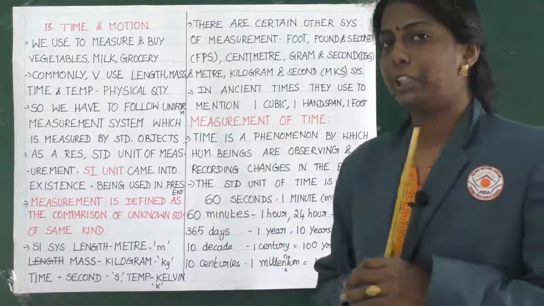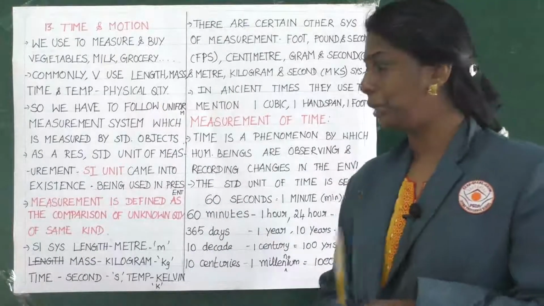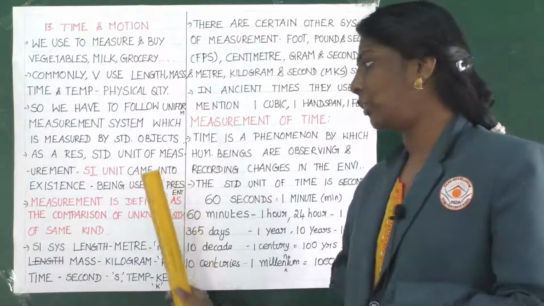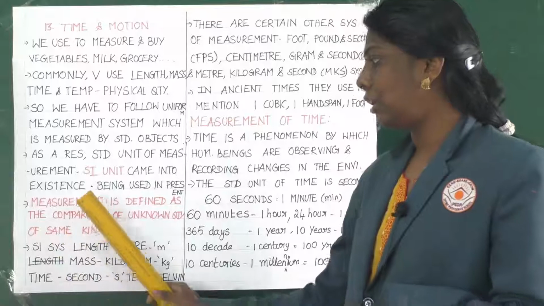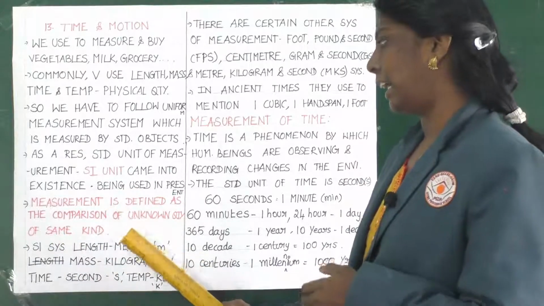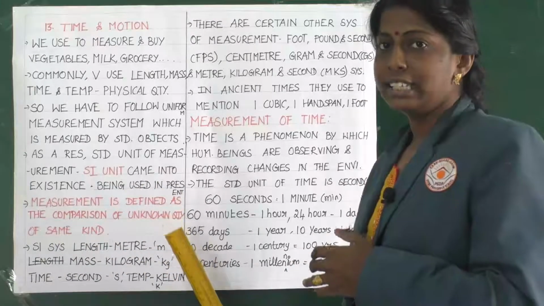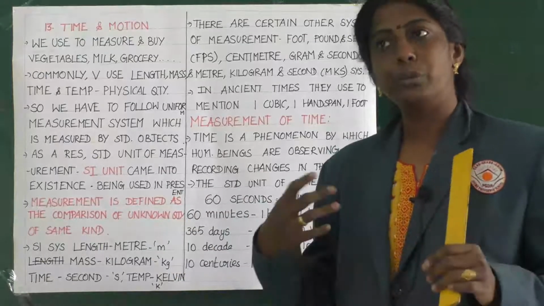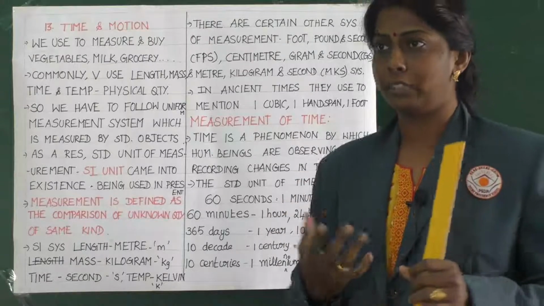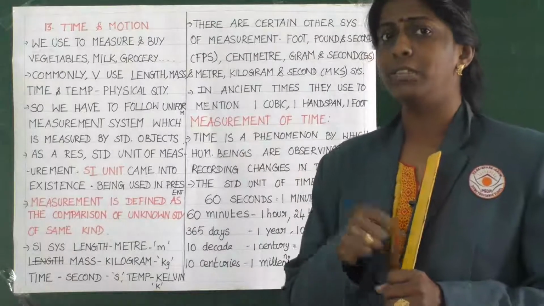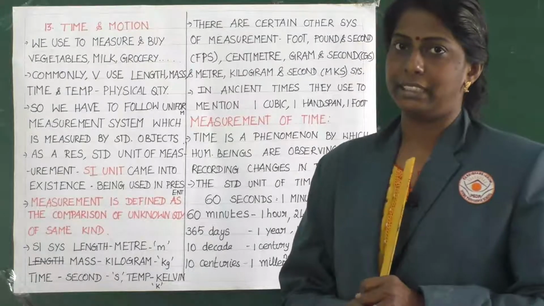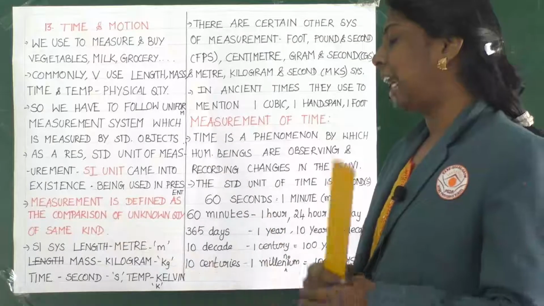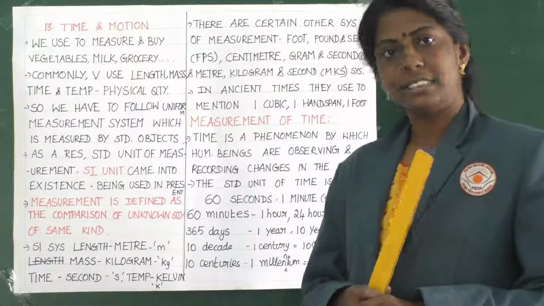So what do you mean by measurement? The proper definition for measurement is the comparison of an unknown quantity with a known quantity of the same kind. For example, 4 to 5 kg of vegetables, 4 to 5 liters of milk, however much. To measure the unknown quantity, we are using measurement. So to measure that, we are using standard systems.